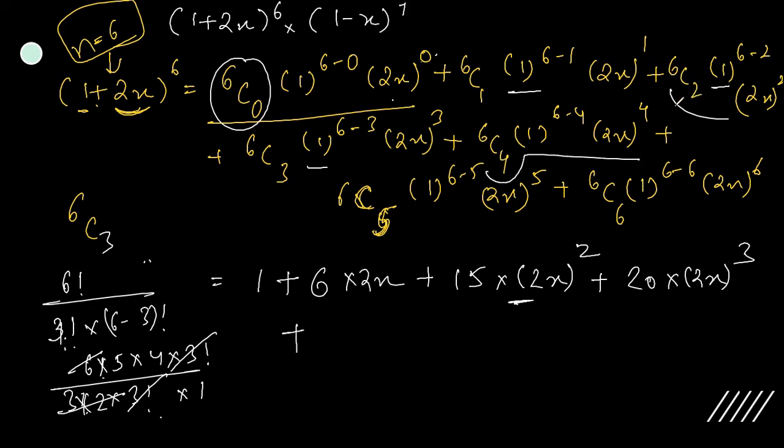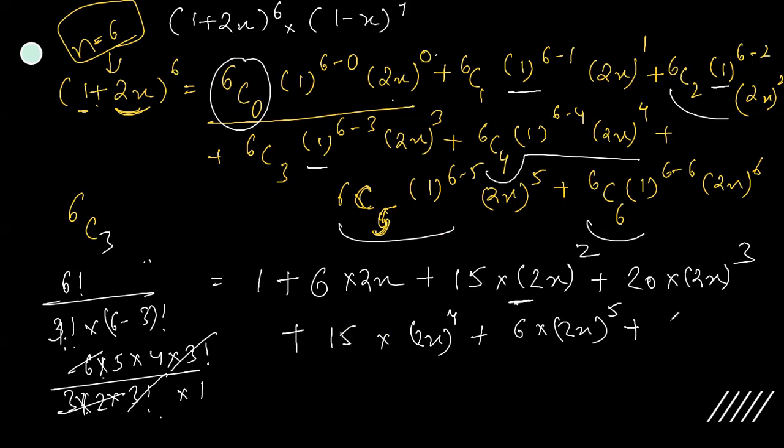When you open it, you will get the same. So 6C2 is 15. So 15 times 2x raised to the power 4. Then I have 6C5, which is equal to 6C1. 6C1 is 6 only. So 6 times 2x raised to the power 5, plus 6C6 is 1. So this is left because every other term is 1 into 1, that is 1 only.